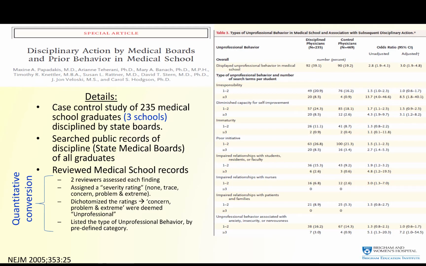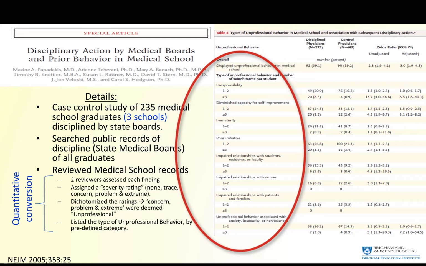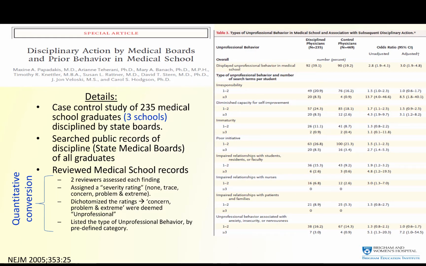That allowed them then to produce tables like this. You can see the 2 columns. One is the disciplined physicians and the other are the controls. And then they looked at overall what were the behaviors, and you can see they ranked them as 1 to twice or greater than 3 times, and were able to provide some calculations as to how often these happened later in life to those who were disciplined in medical school versus those who were not. So it becomes a very quantitative medical education research publication and powerful enough to be published in the New England Journal.